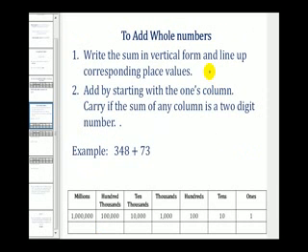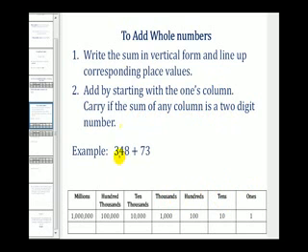Okay, so here's the procedure for adding whole numbers. We're going to write the sum in vertical form and line up the corresponding place values. And then we'll add by starting with the ones column and then work our way left. We will have to carry if the sum of any column is a two-digit number.